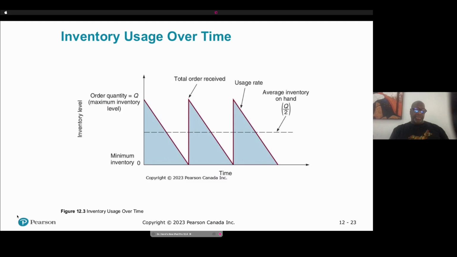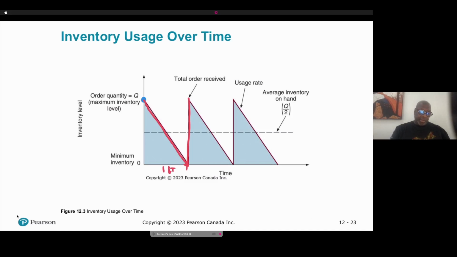The inventory is used over time by, first of all, starting off with a quantity right here. And because the demand rate is constant, we will use it at a constant rate. When it reaches 0, we will receive inventory instantaneously. A lump, a big quantity of inventory Q star, which is our optimum order quantity, will arrive. Of course, to determine when you place the order, you'd have to know something about the lead time.